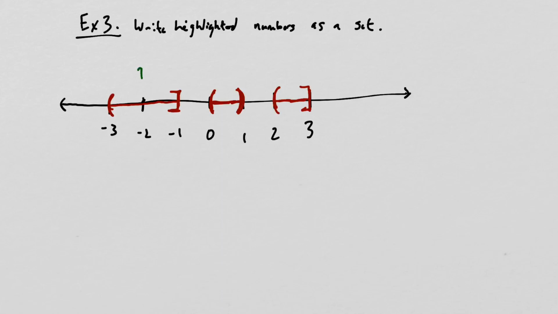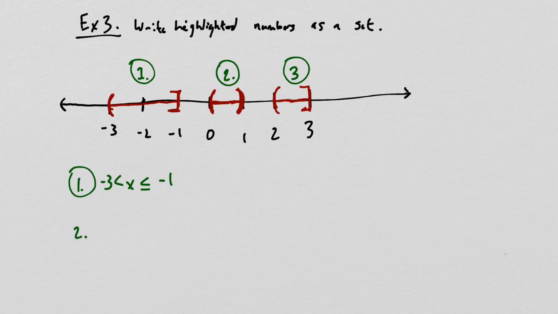So let's label this 1, we'll label this 2, and we'll label this 3. Writing 1 as an inequality, this is going to be all x values that are less than or equal to -1 and strictly greater than -3. For number 2, this is going to be all x values that are less than 1 and greater than 0. And for number 3, this is going to be all x values that are less than or equal to 3 but greater than 2. So we can write this as a set.